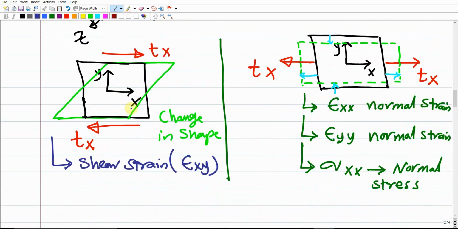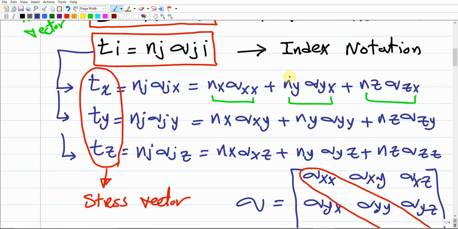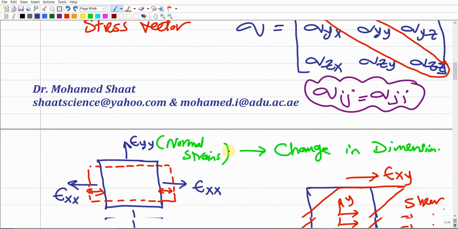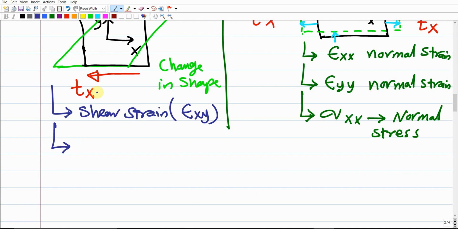So definitely, in case that you have the same force, which is Tx, but acting on the surface whose normal is y, this force will produce shear strain, and definitely will produce a stress. According to this equation, the force Tx acting on the surface whose normal is y is going to produce a stress. This stress is called sigma yx. So what does it mean yx, or what is the type of sigma yx? So the other thing that this force will produce is sigma yx.